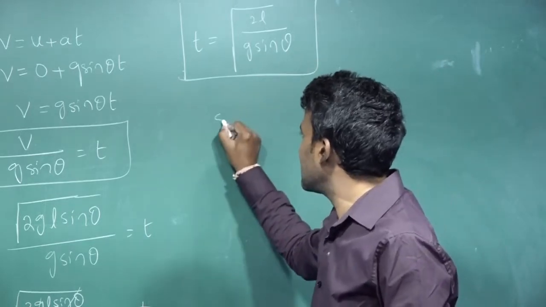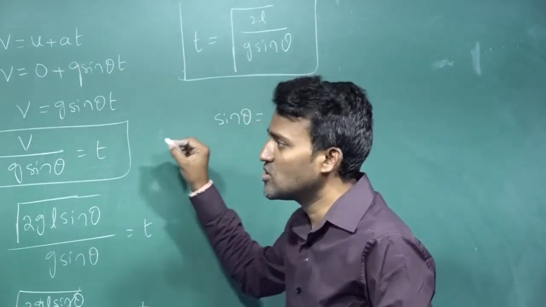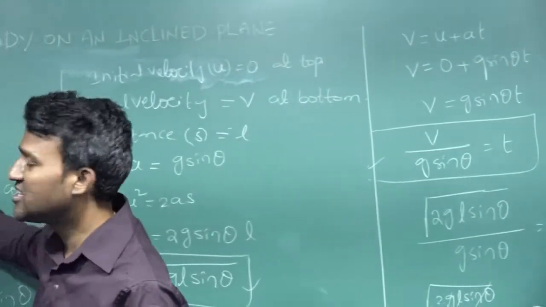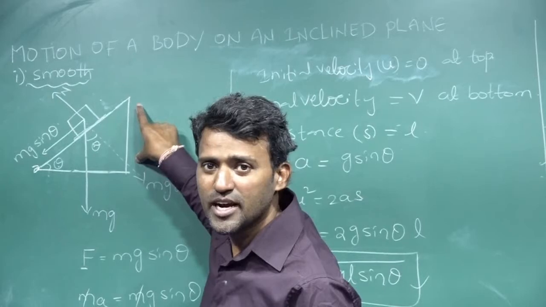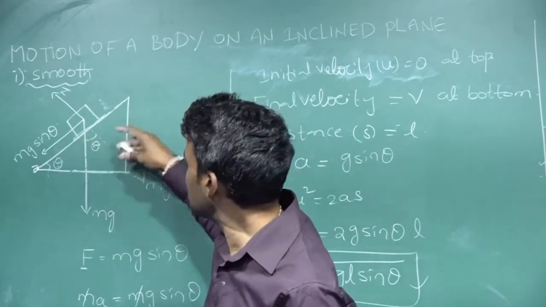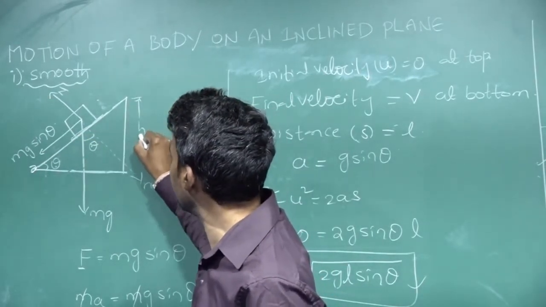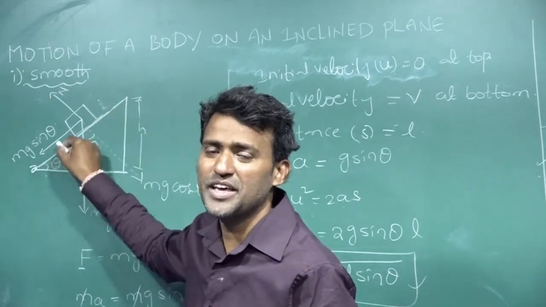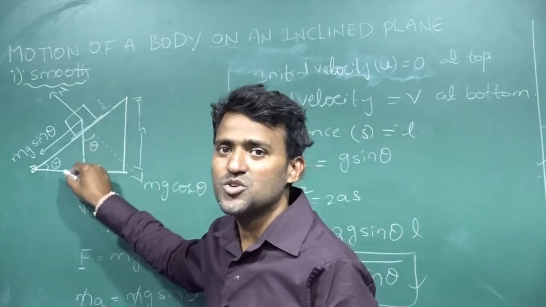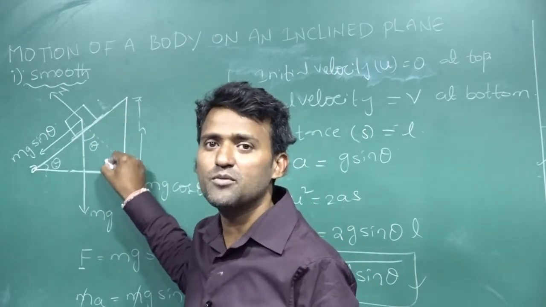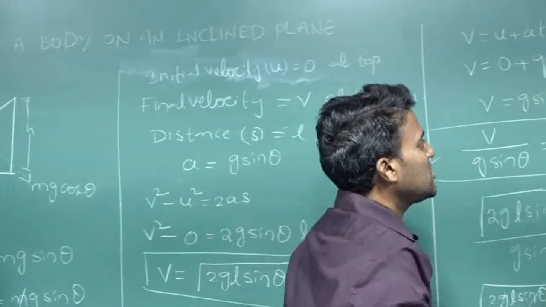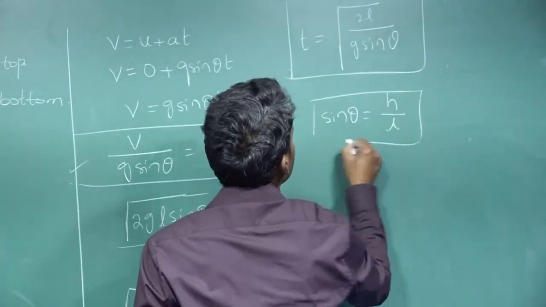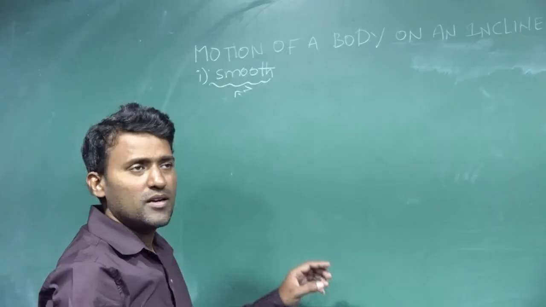If they give the sin theta value, how can we write sin theta from the diagram? Sin theta is equal to opposite side by hypotenuse. Here opposite is nothing but the height of the wedge, and hypotenuse is the length of the inclined plane. Length of the inclined plane we took as L. Then you can substitute this value in all equations.